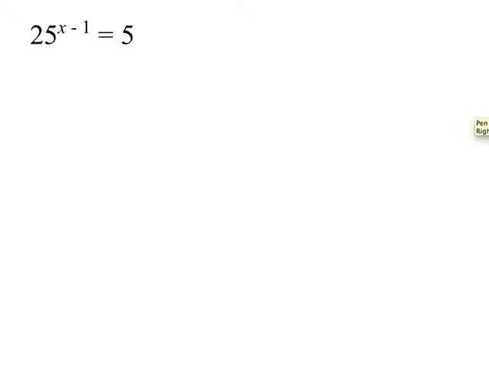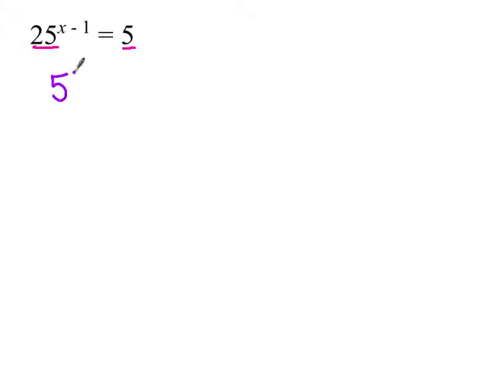25 to the x minus 1 equals 5. And so real quick, let's think about something. Which one can I write as a power of the other? I got 25 and 5, right? So I have to figure out I've got to get the same base. What would be a good base to write both of these in terms of? 5. 5. Very good.